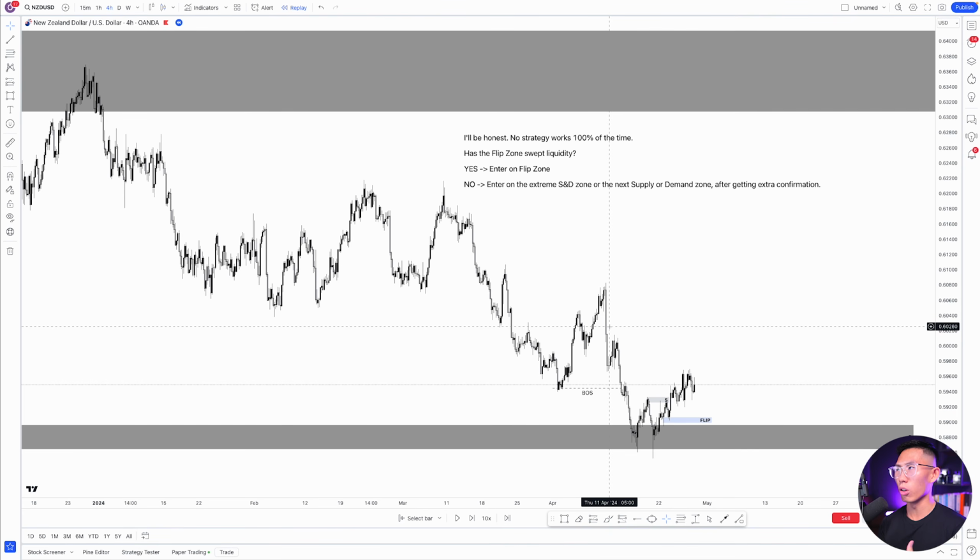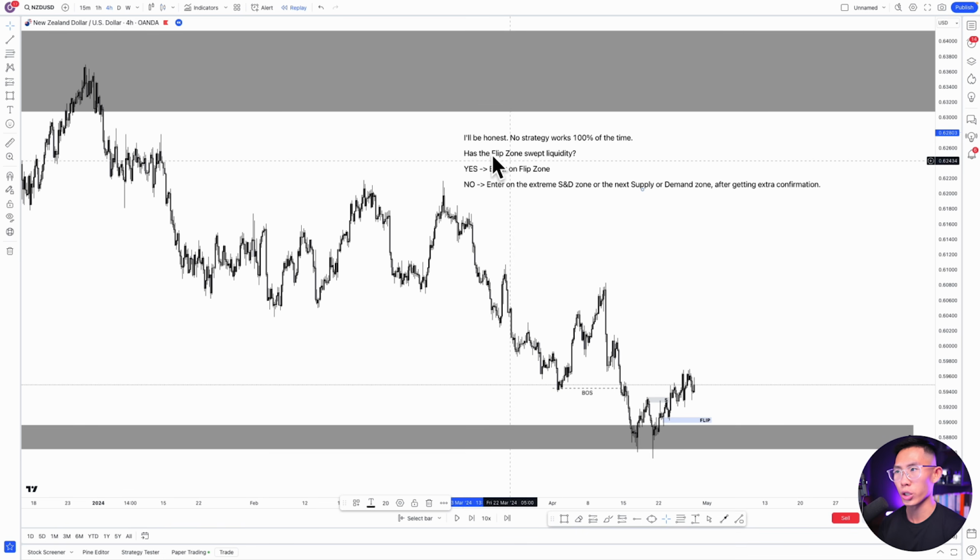Sometimes price will just not respect the flip zone. It will go to the extreme zone and then go. Or it might not even touch the flip zone and then go, right? So it really comes down to you asking yourself this question here.